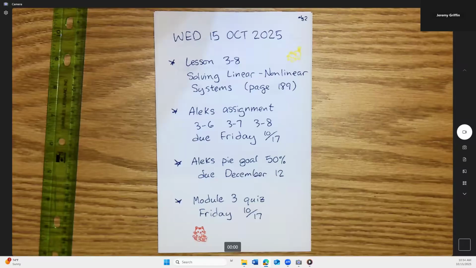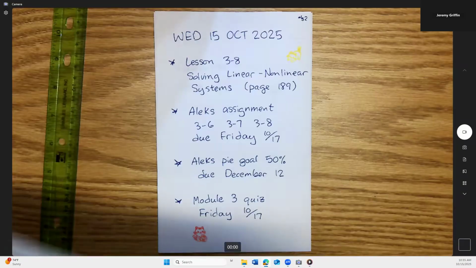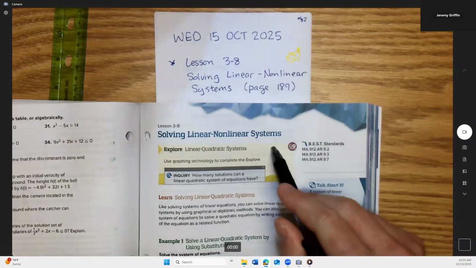Recording's rolling. It's Wednesday, October 15th. We're on lesson 38 on page 189. This is solving linear and nonlinear systems.